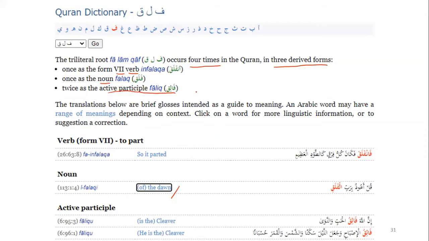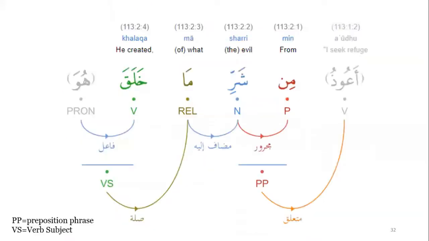As you may recall, an active participle is someone who is the doer. So Faliq, in this case, is the one who cleaves, or the cleaver. In other words, the one who is splitting, and one can imagine the dawn as splitting the night from the day. So that sort of connects the 2 words together, Faliq and Falaq.